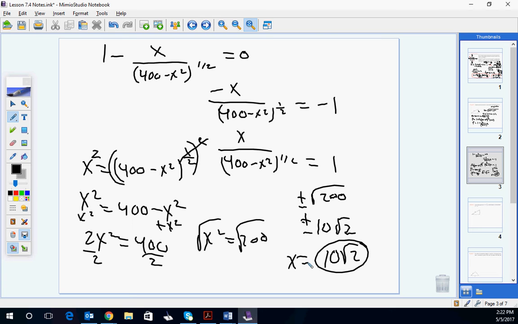But 10 root 2, what is 10 times root 2? Does anybody have their calculator out by chance? Can you do that real quick, Jerry? What's 10 times root 2? It's probably pretty close to 20. 14.14. Not quite as close to 20 as I thought it was going to be, but that would be your length for x. Okay. Any questions on that?